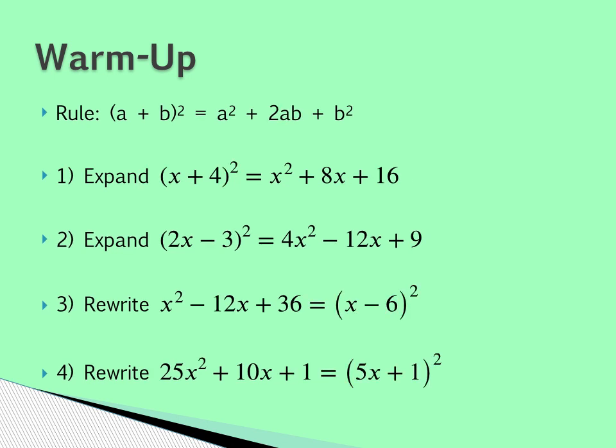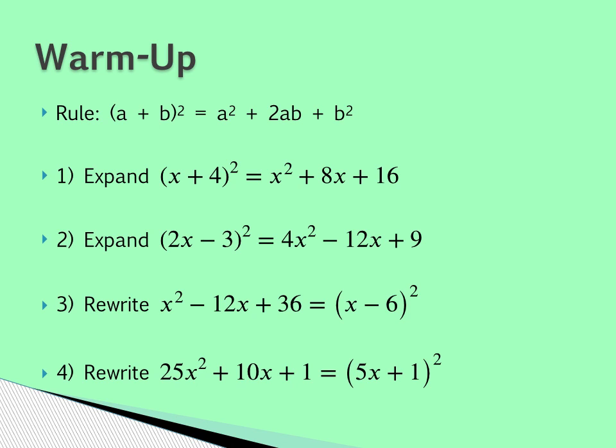Now for rewriting, for going backwards, you can also think of this as factoring. There's a variety of different ways you can approach factoring a quadratic. When the coefficient is 1, you can think of it as, what two numbers multiply to get the third and add to get the second? What two numbers multiply to get positive 36 and add to get negative 12? Well, that's going to be negative 6 and negative 6. And that's why you can write it as x minus 6 as a binomial squared.